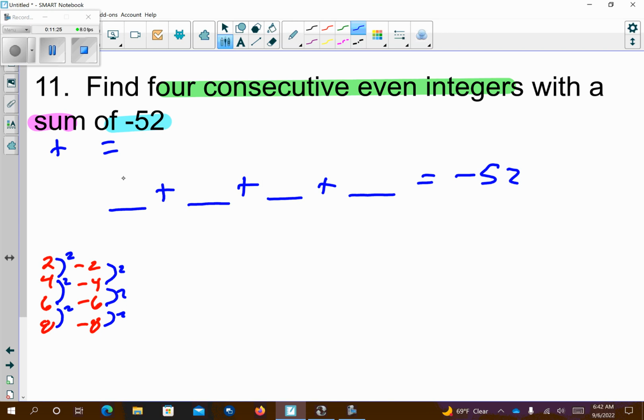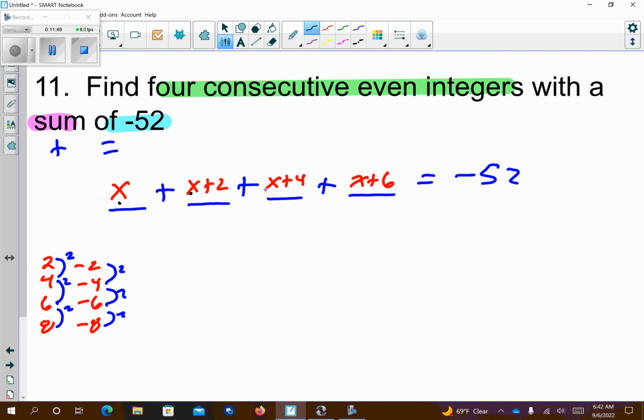Okay, so if I called the first one x, in order to get to the next one, I'd have to add 2 to it. In order to get to the next one, I'd have to add 2 back to the original, so I'm going to make that a 4. In order to add 2 to this one, we're going to have to add 6. So now we're ready to start solving this problem. So this is a little tougher.